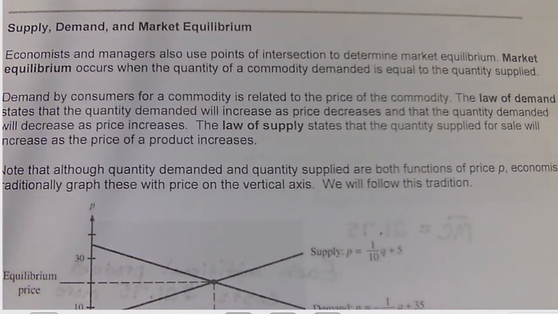So in other words, when something costs more than you're willing to pay, you tend to not buy it. But if the price is lower than you expected to pay, you tend to buy. Now, the law of supply states that the quantity will increase as the price increases.